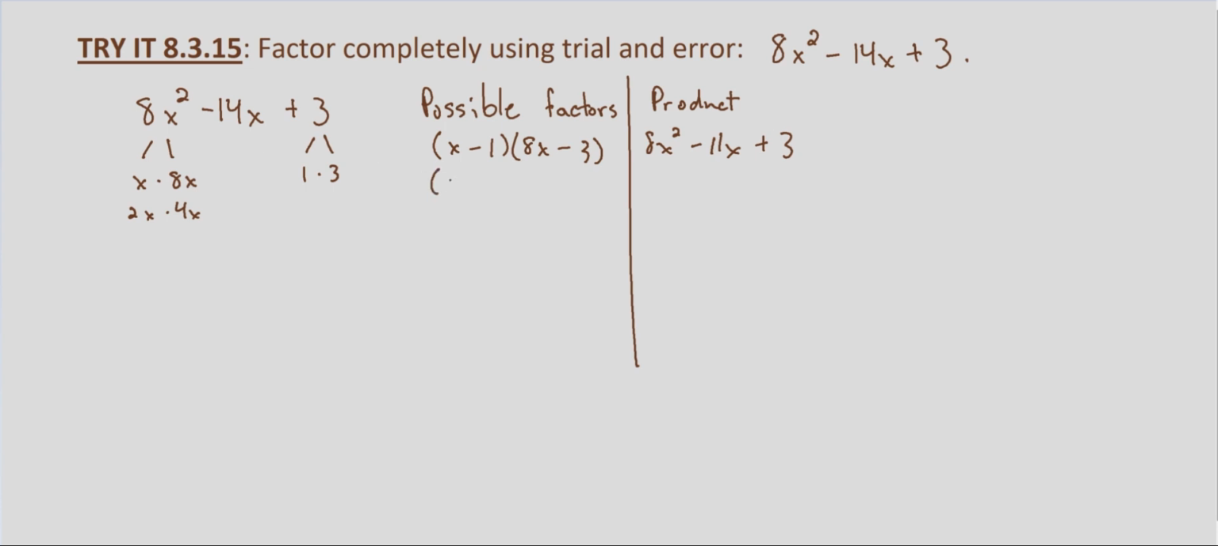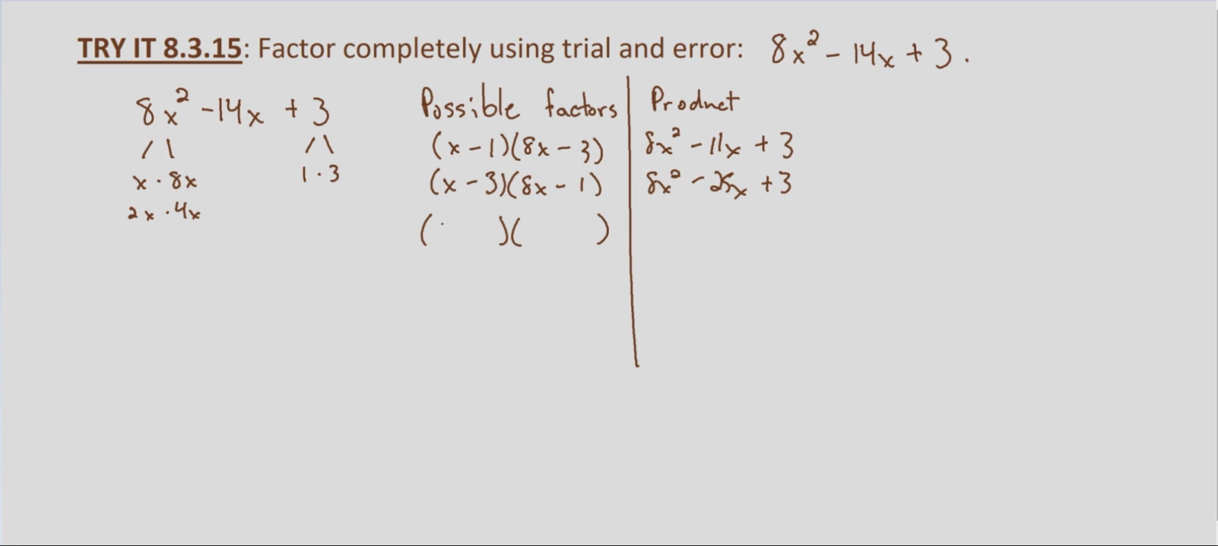So what about if we use x and 8x? You know it's going to be minus, minus, but then we'll swap the other terms. So x minus 3 and then 8x minus 1. That's going to give us 8x squared minus 24x and minus x. That's minus 25x plus 3. So that's not what we want. So we'll move on to the other two possible factors of our leading term.